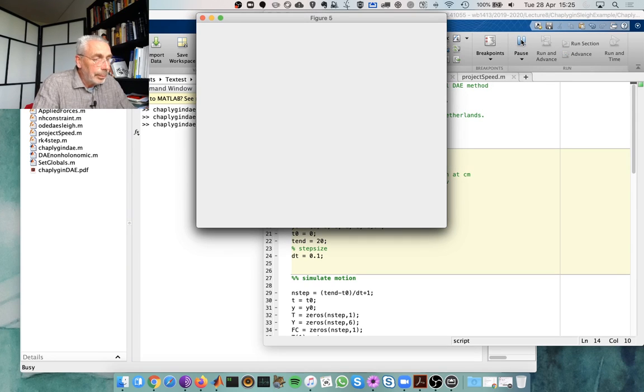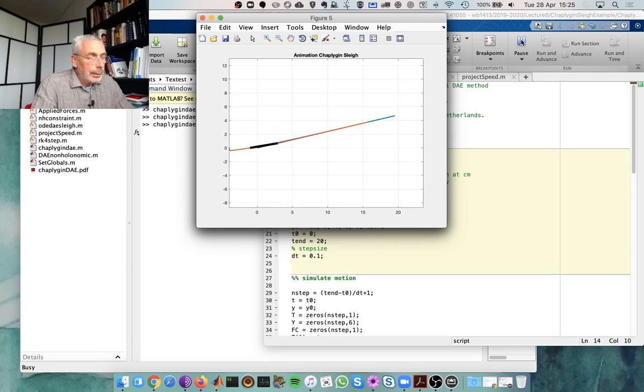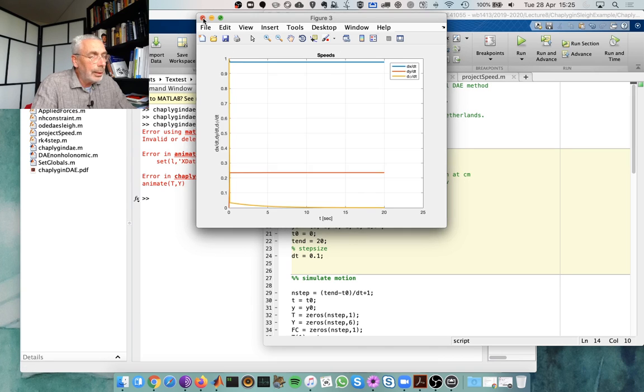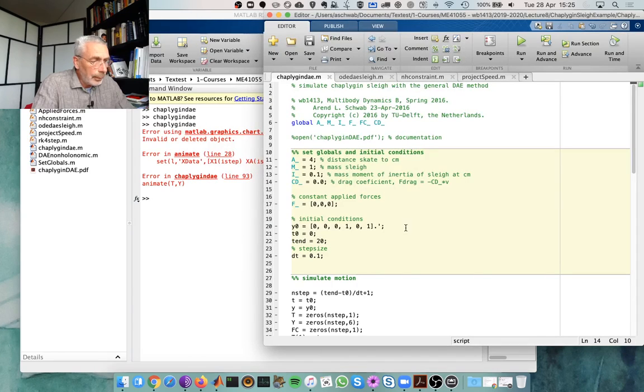So what will happen? Nothing much, right? There's not much rotation going on. So maybe we should add a little bit more rotation. So the rotational speed should be a bit higher, say 10. Okay, what happens?